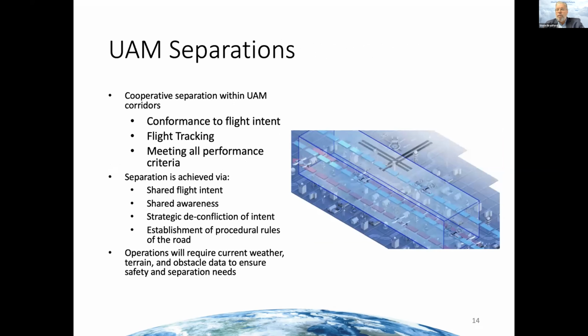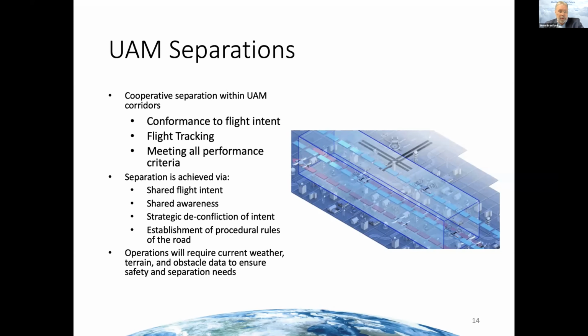So within the corridor, you'll have to have conformance to intent. We believe flight tracking, meet all the performance requirements. You have to share your flight intent. You have to have shared awareness. You have to have strategic deconfliction of intent. And you have to have the procedural rules of the road. And you will have everything else you need to do to be dispatched like a 135.